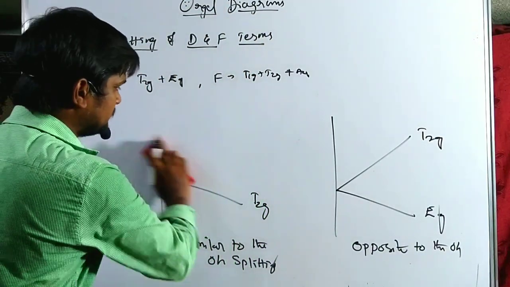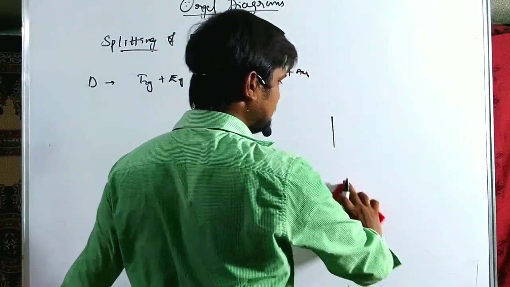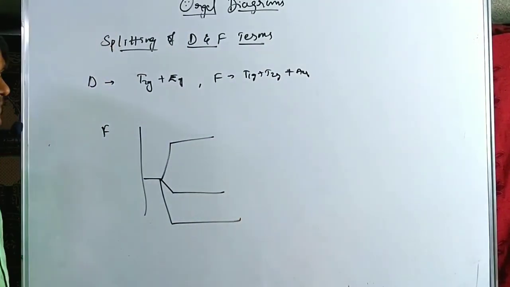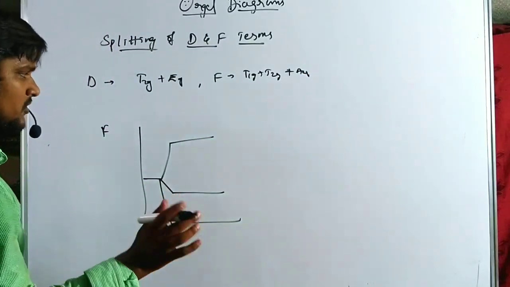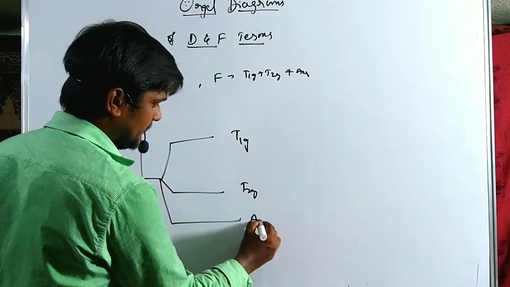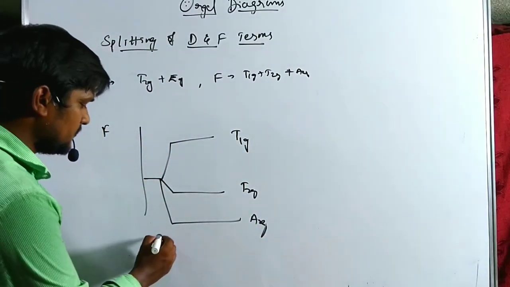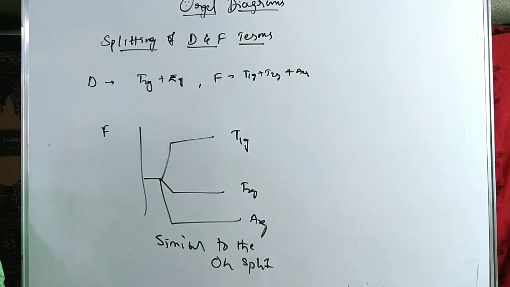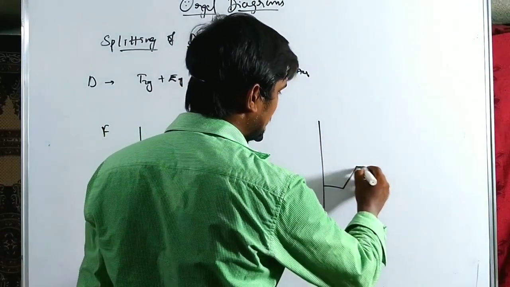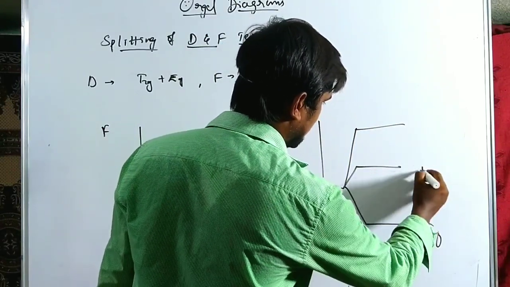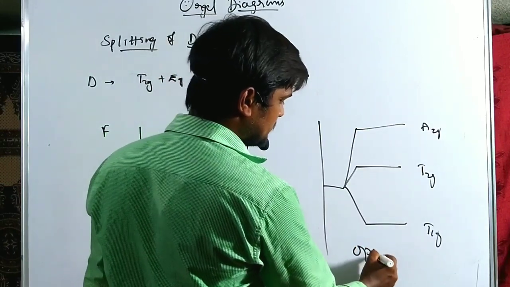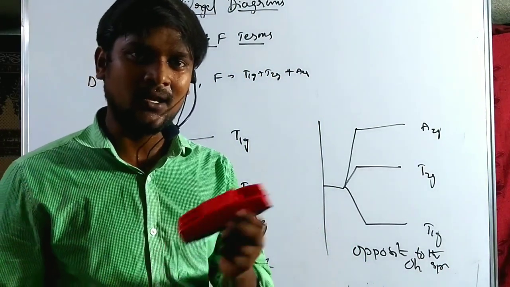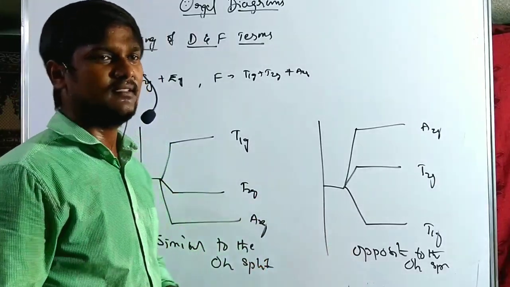Now, in the case of the F term, we again observe two cases. One is similar to the octahedral splitting, another one is opposite to the octahedral splitting. Here the three terms are there: T1g, T2g, A2g. Listen carefully, it is very easy. This arrangement of the F term is very similar to the octahedral, so it is similar to the octahedral splitting. However, it may be quite reversed. Here T1g, T2g, A2g is quite opposite to the octahedral splitting. We observed in the D term one is similar, another one is opposite. In F terms also, one is similar, another one is opposite.